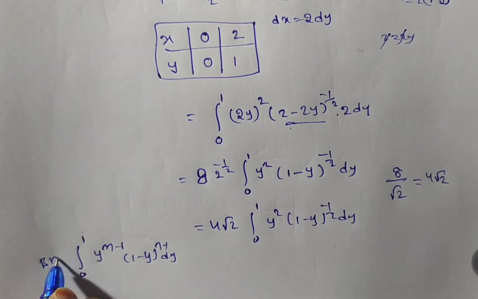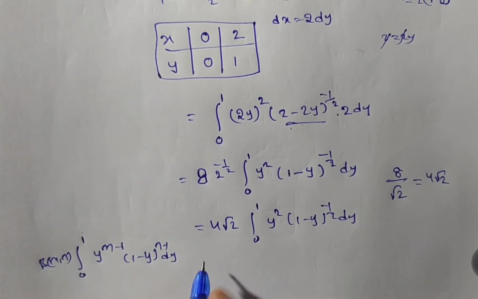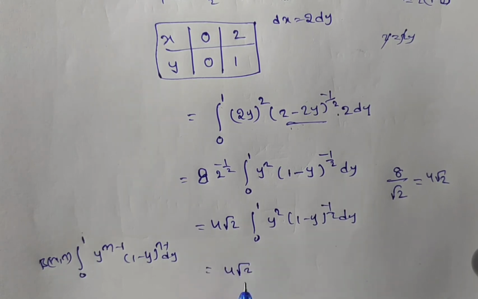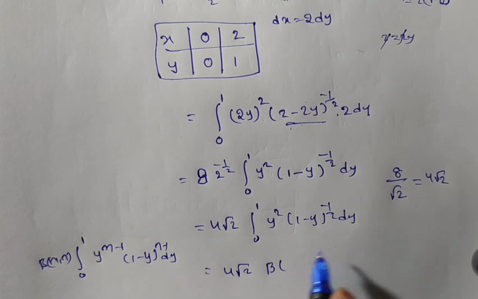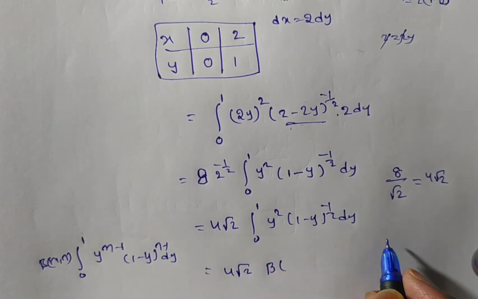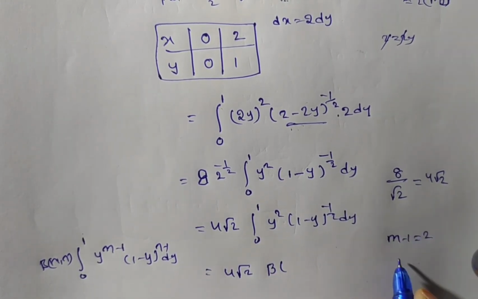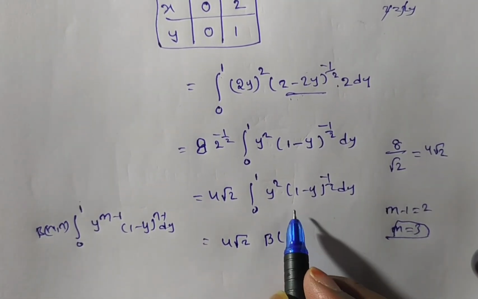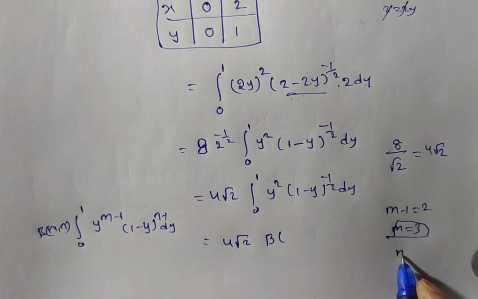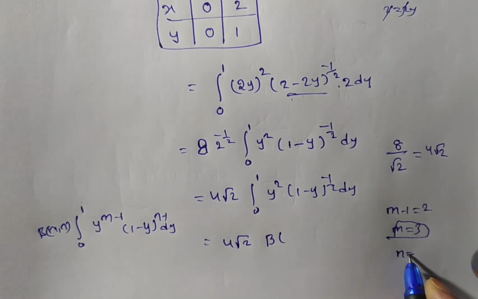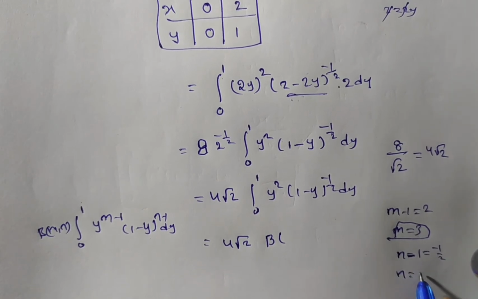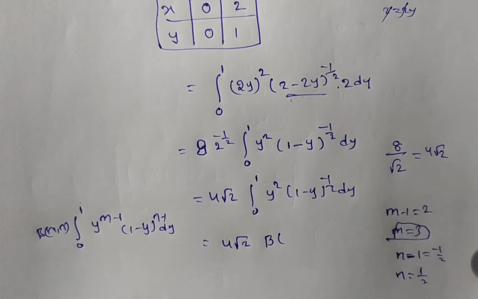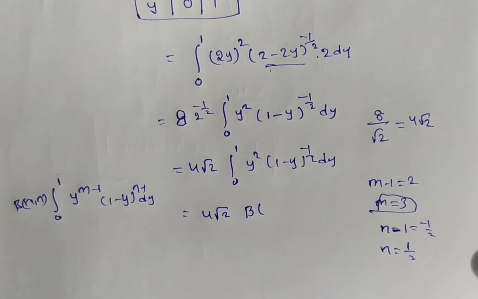Which value? Beta of m comma n. So this is 4 root 2 times beta of... what is m? In place of m minus 1 what do I have? 2. So m minus 1 is equal to 2, then m is equal to 3. Next, in place of n minus 1 what do I have? Minus 1 by 2. So n minus 1 is equal to minus 1 by 2, then n is 1 minus 1 by 2, which is only 1 by 2. Is it clear? Is it visible for you, friends?